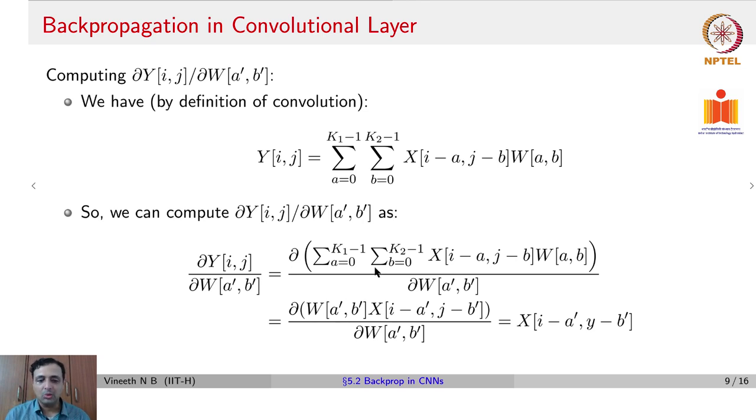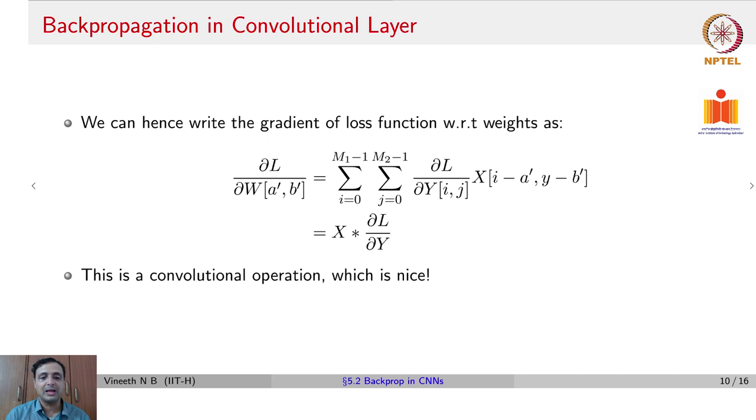And that term now is going to be W at (a', b') times X at (i - a', j - b'). Every other term in this double summation, when you differentiate with respect to W at (a', b'), will become 0 because it does not depend on W at (a', b'). This quantity trivially becomes X at (i - a', j - b'). Let's see how to use this. Let's plug this back in.